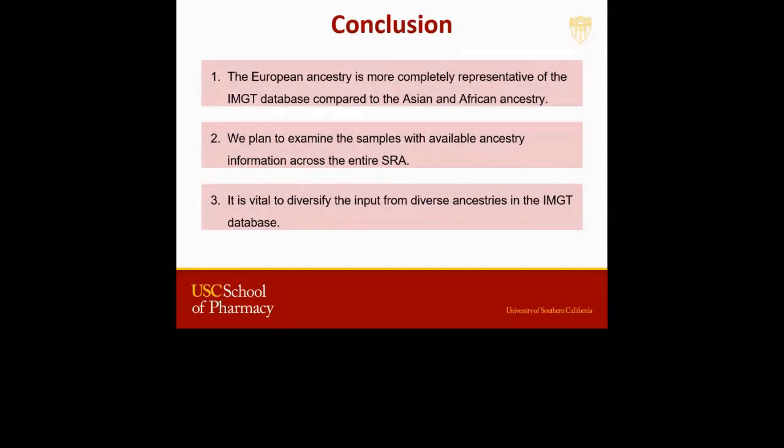And we're currently trying to expand our analysis over the entire published TCR dataset on SRA with available ancestry information, trying to see if it is the case. And we hope that by this result, we can increase the diversity in not only the immunogenetic database, but also in all fields of omics studies.